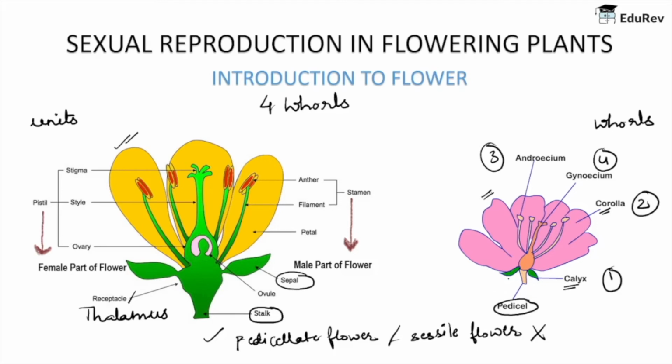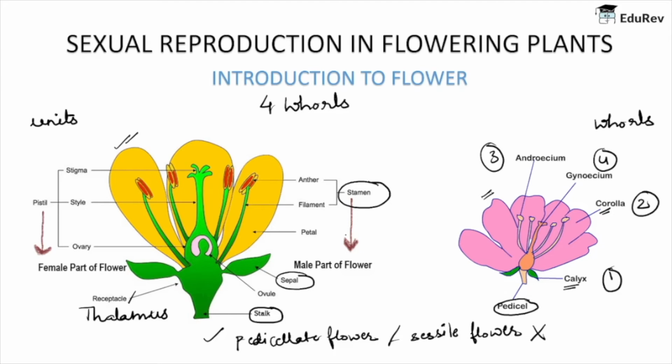Now moving on to the third whorl, that is androecium. See on the pink flower, androecium. So it is the third whorl. Now it consists of a bunch of stamens. Let me tell you very slowly instead. Look at the yellow flower in which stamen is labeled. I am encircling stamen in this case.